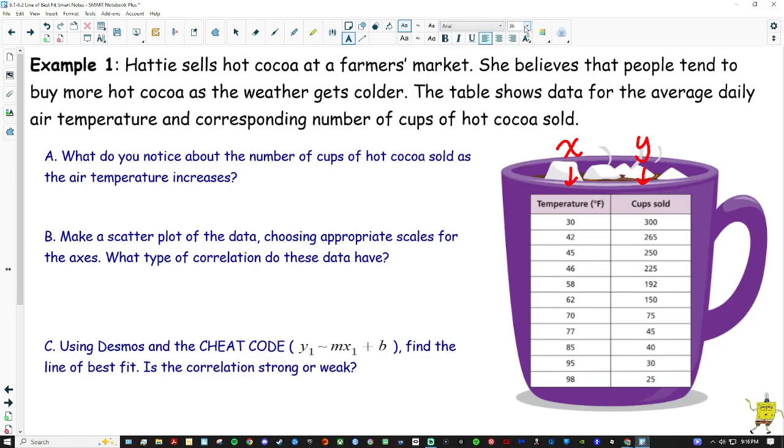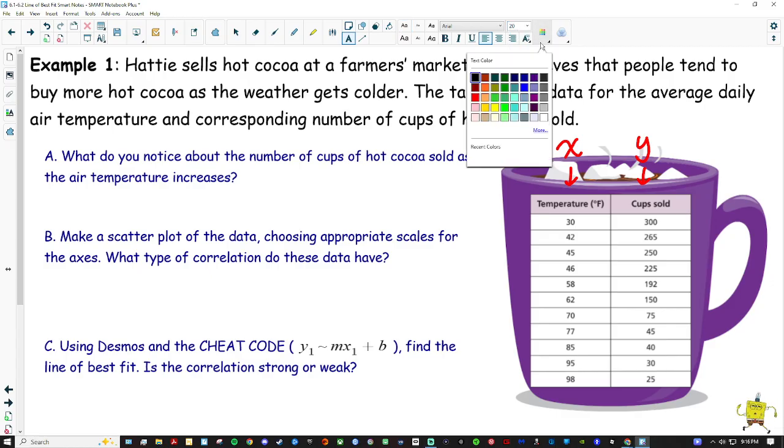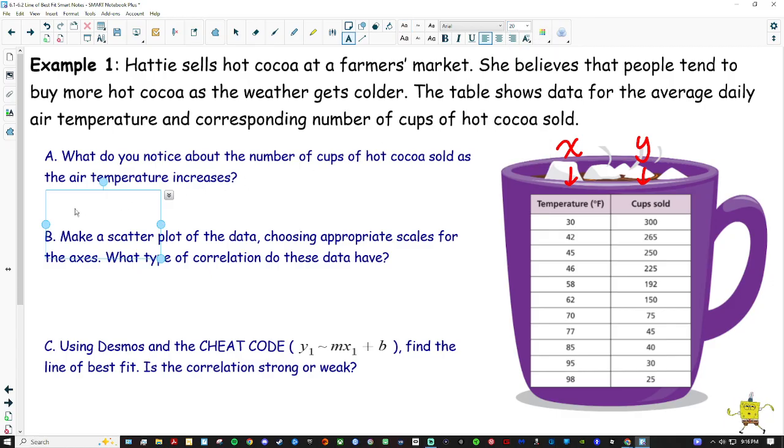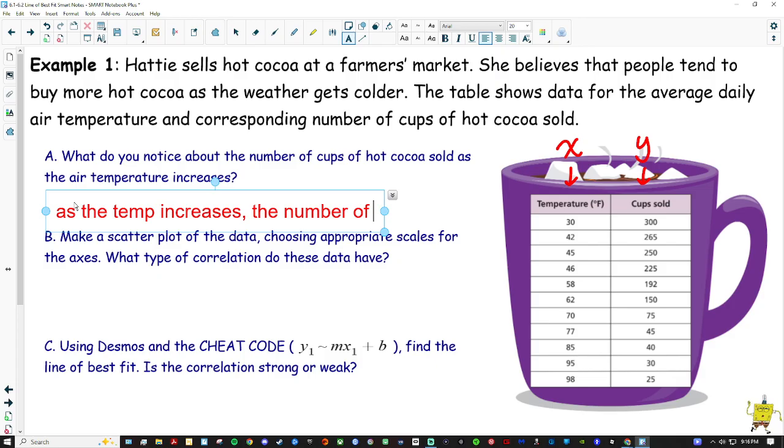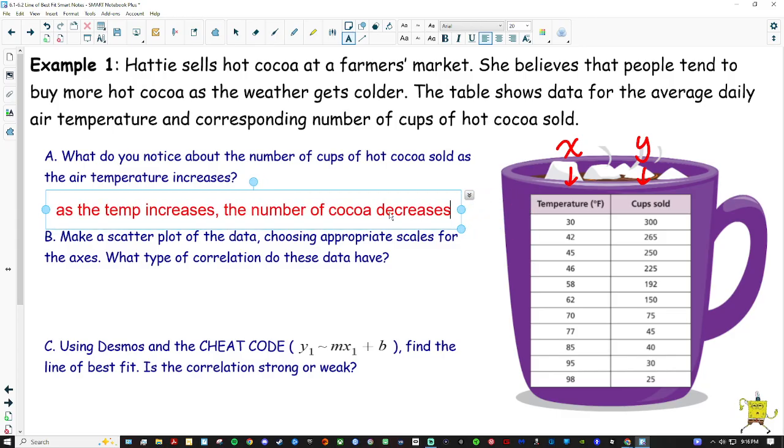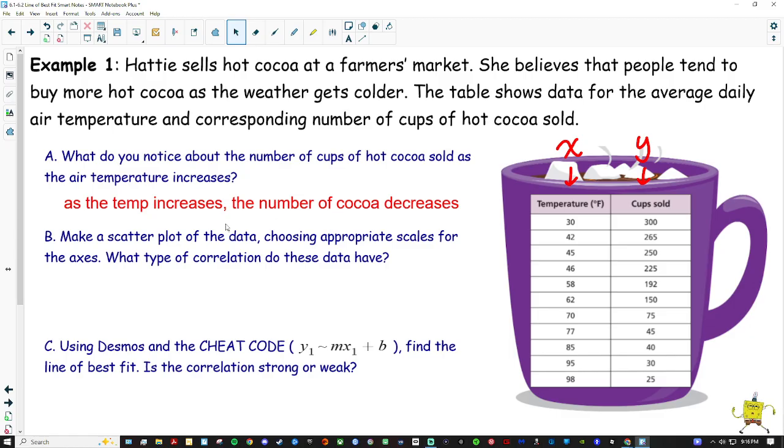So let's write that as a sentence. As the temp increases, the number of cocoa decreases. Okay, that is your answer to A. As the temperature goes up, the number of cups we sell goes down.